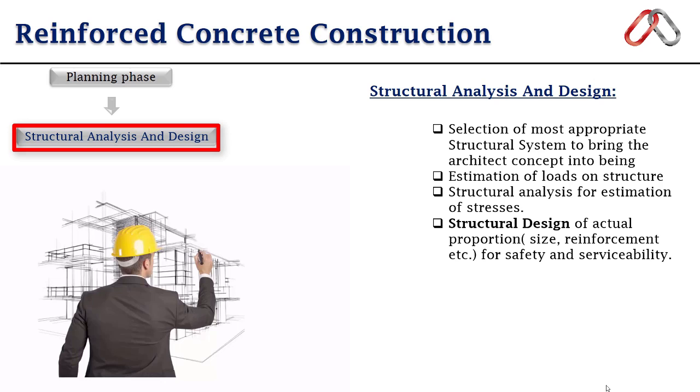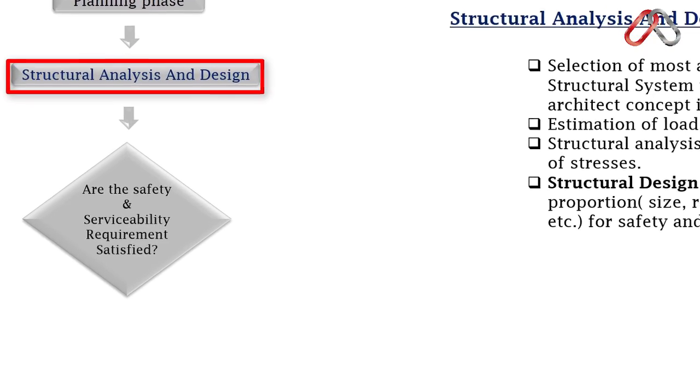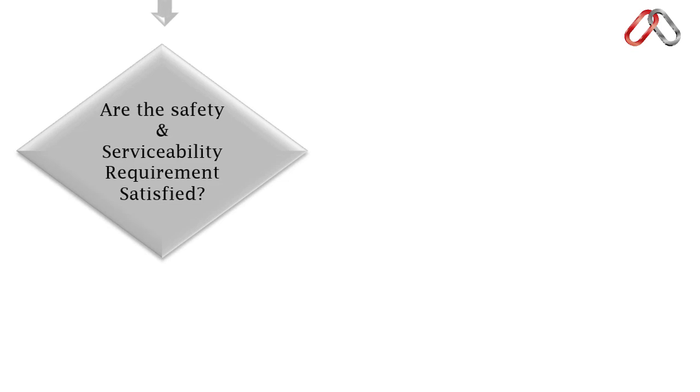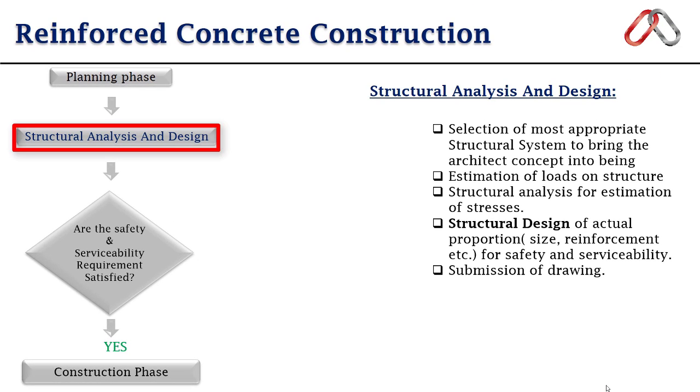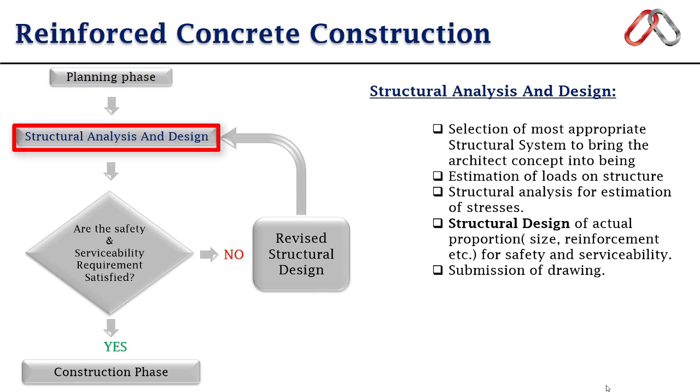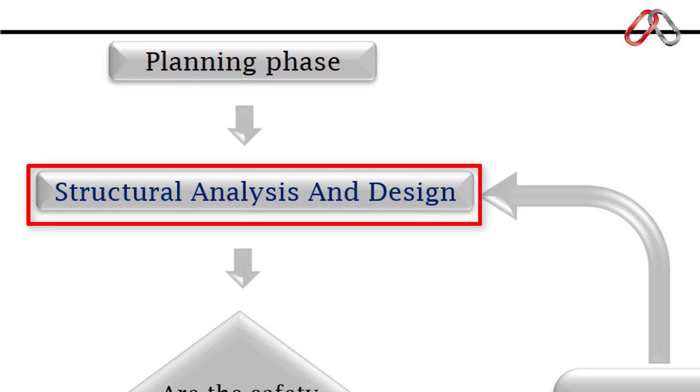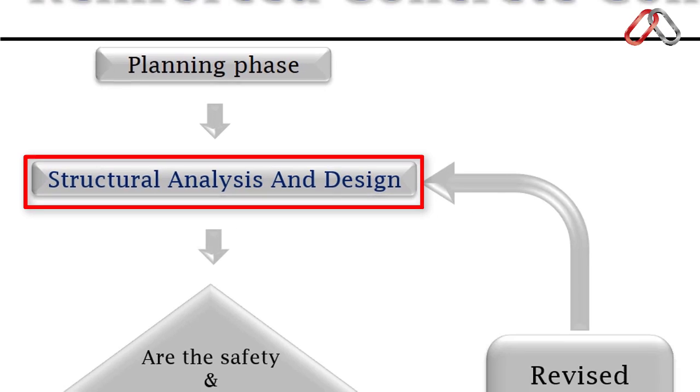Here we will design the actual proportion of the element, like their size and how much steel is required. Then we will check whether the safety and serviceability requirements are satisfied. If they are satisfied, then we submit the engineering drawing, then start the construction phase. If at any level the requirements are not satisfied, then you have to repeat the process of estimation of loads and analysis of stresses. Hence, the most important step in the construction process is the structure analysis and design process.